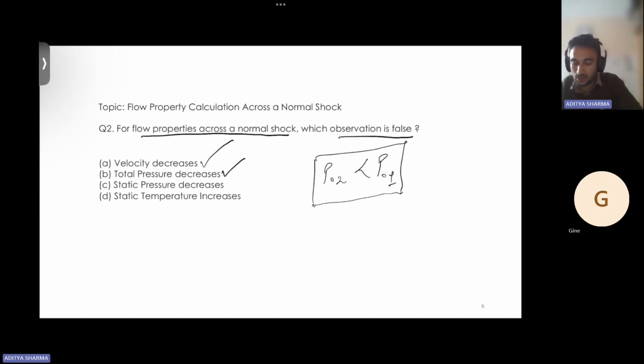Then the third option is static pressure decreases. All right, so this option is a little bit dicey. So does this happen across a normal shock or not? Static pressure. Does it increase across a normal shock or decrease across a normal shock? Increases. Yes.